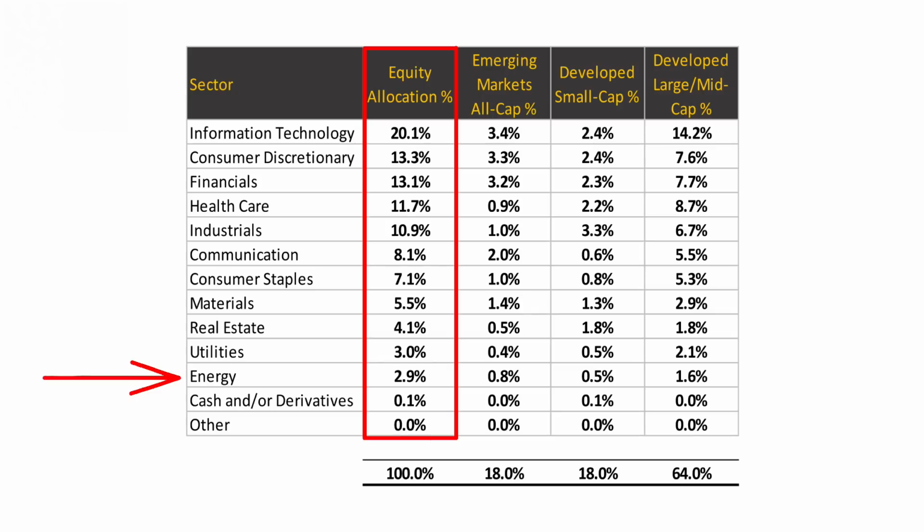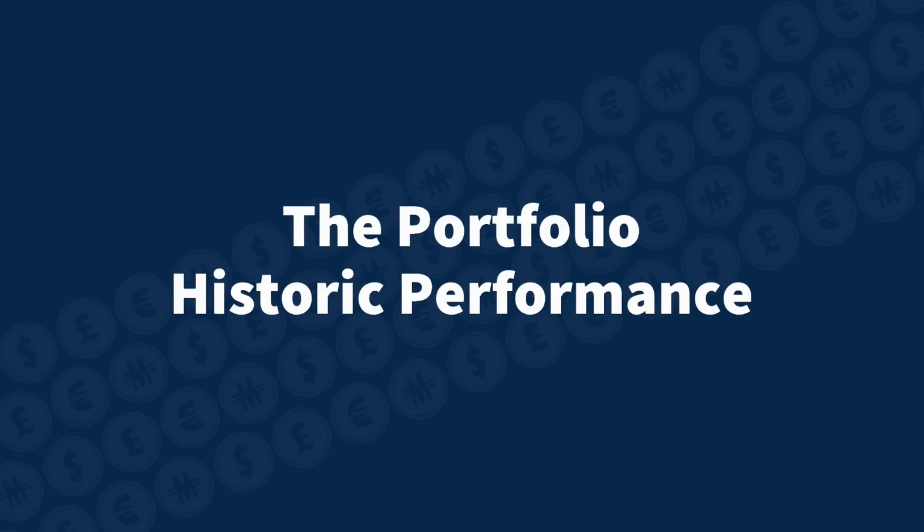COVID has caused oil stocks to tank, and we would expect these to grow in relative terms as the economy picks back up. Some people like to hold a substantial property allocation in their portfolios, so with real estate making up just 4% of the equity, if you're one of them, you may want to add in a REIT ETF to increase this.